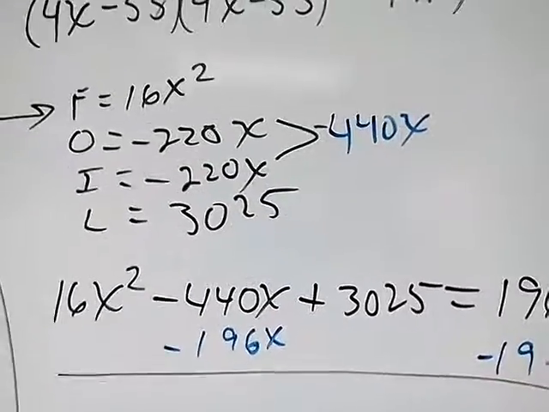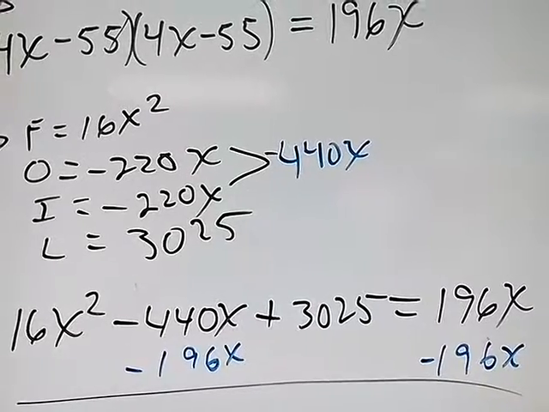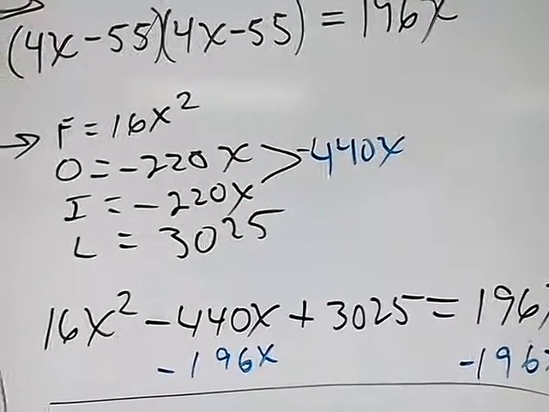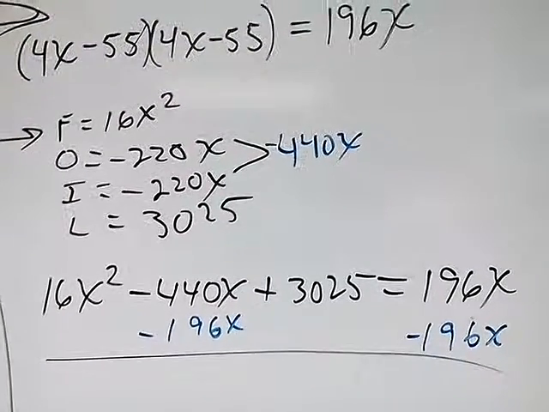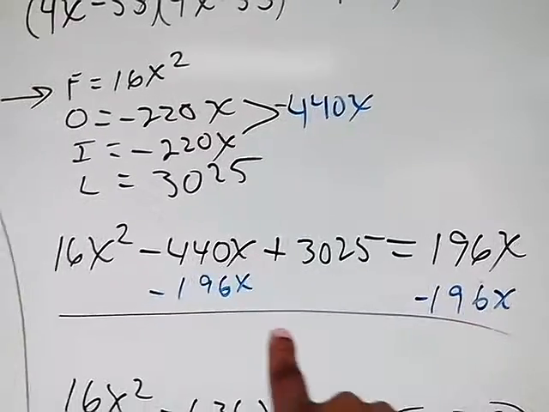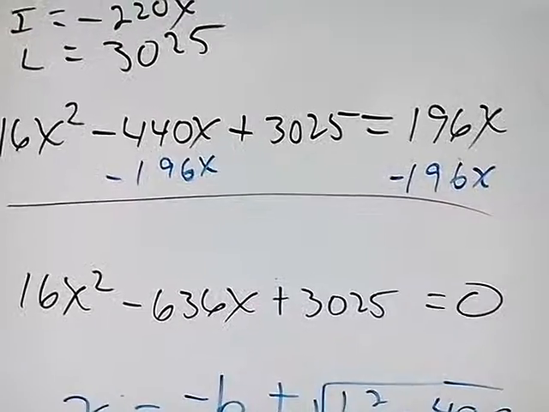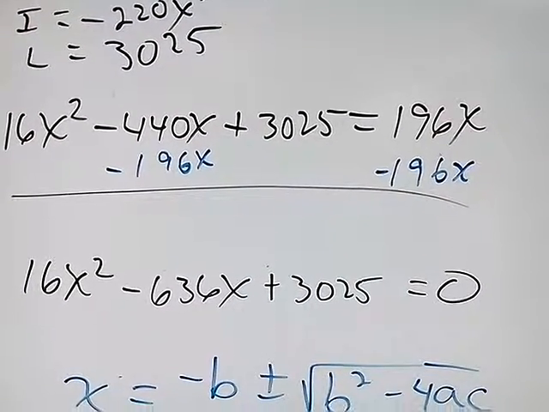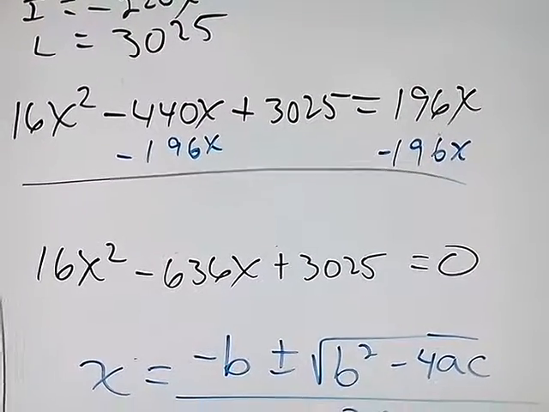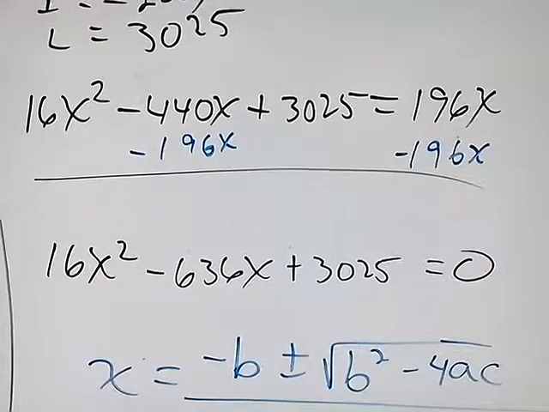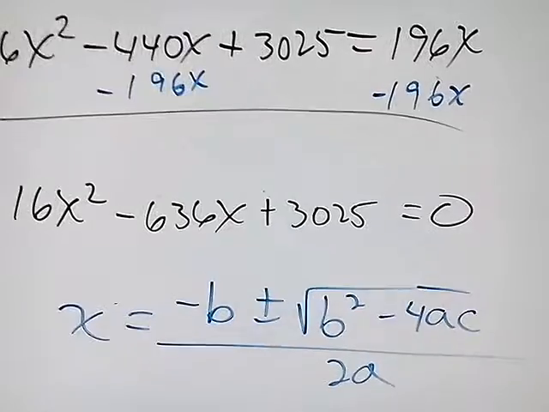The FOIL method for the left side gives us 16x squared minus 440x plus 3025 is equal to the 196x. We subtract the 196x on both sides to get 16x squared minus 636x plus 3025 is equal to 0. Now we want to solve this for x. So what I would suggest is to use the quadratic formula in this case.